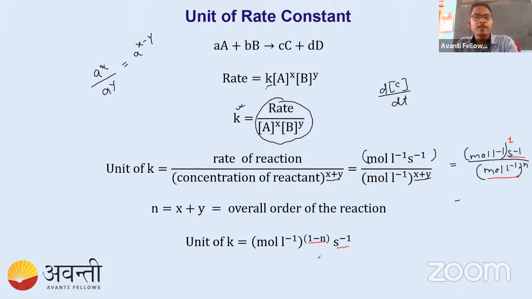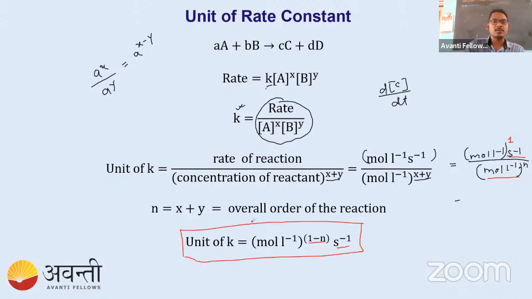So we can say for any reaction, the unit of rate constant is mole per liter to the power 1 minus N per second. This is the unit. Everyone write this down. Based on this, we'll solve one simple numerical. Everyone write this first. Everyone done? Or you can take a screenshot.